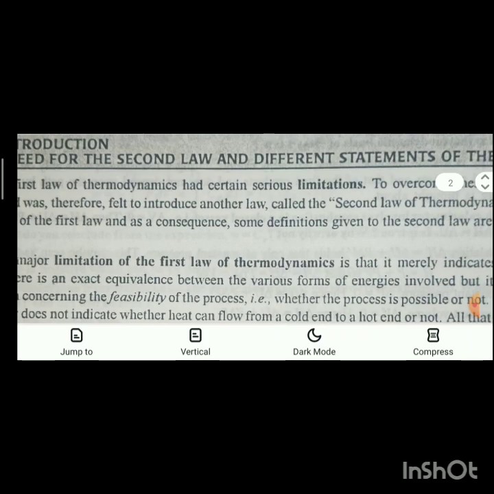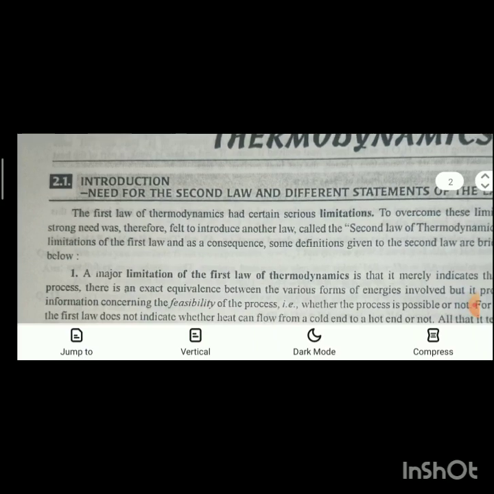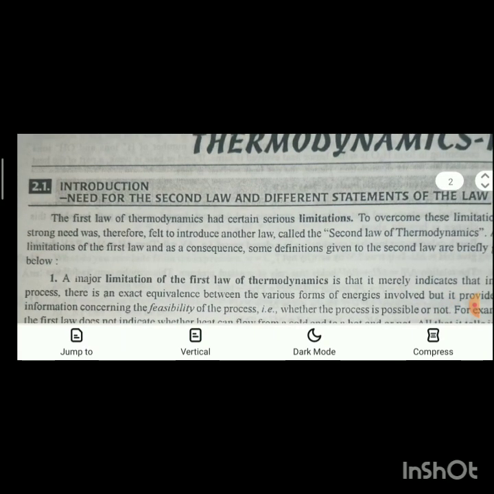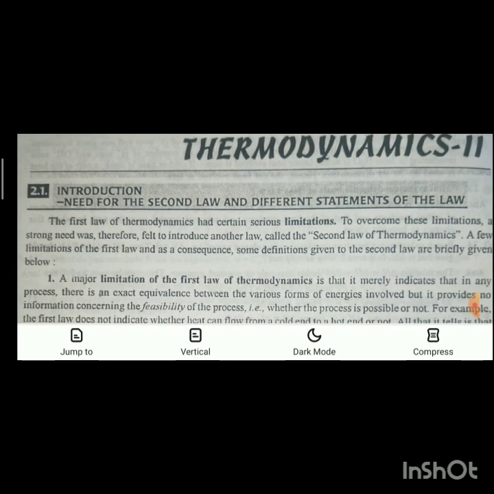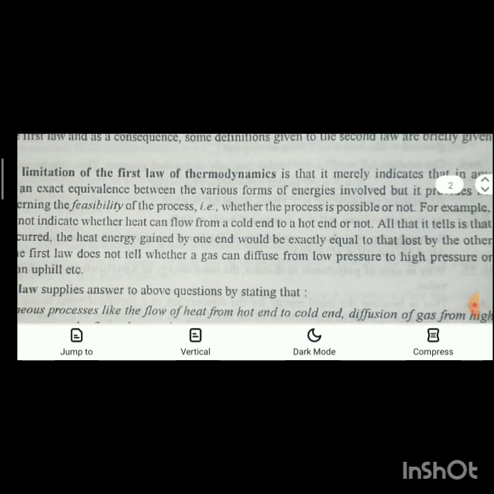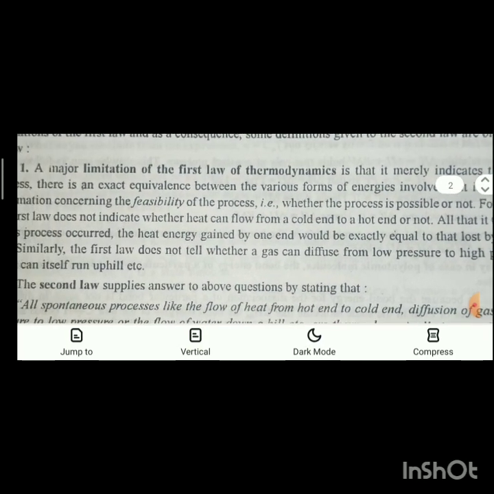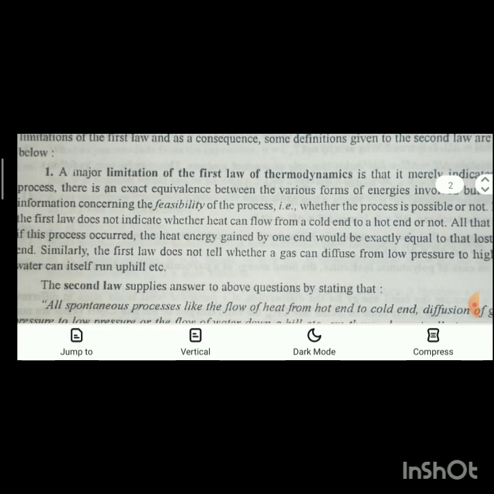The first law of thermodynamics had certain serious limitations. To overcome these limitations, a strong need was therefore felt to introduce another law called the second law of thermodynamics. A few limitations of the first law, and as a consequence, some definitions given to the second law, are briefly given as below. A major limitation of the first law of thermodynamics is that it merely indicates that in any process there is an exact equivalence between the various forms of energies involved, but it provides no information concerning the feasibility of the process, whether the process is possible or not.